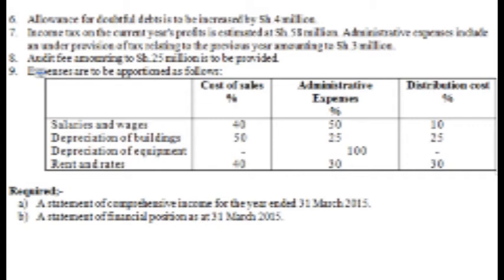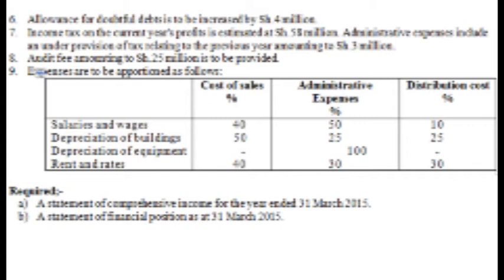9. Expenses are to be apportioned as follows: cost of sales, admin and distribution. You realize we have salaries and wages: 40% to cost of sales, 50% to admin expense, and 10% to distribution cost. Depreciation of buildings, 50% to cost of sales, 25% to admin expenses, and 25% to distribution costs. Depreciation of equipment, 100% to be allocated to admin expenses.